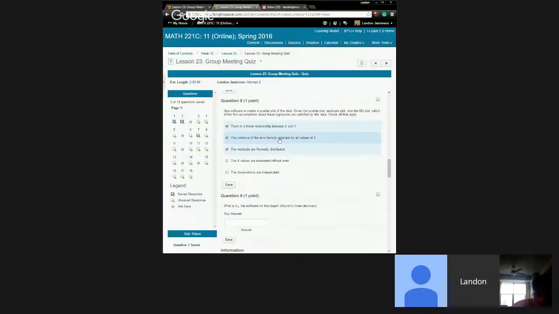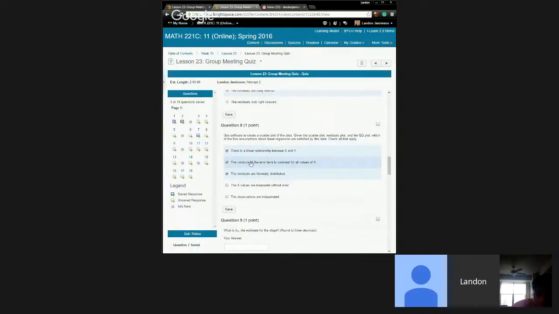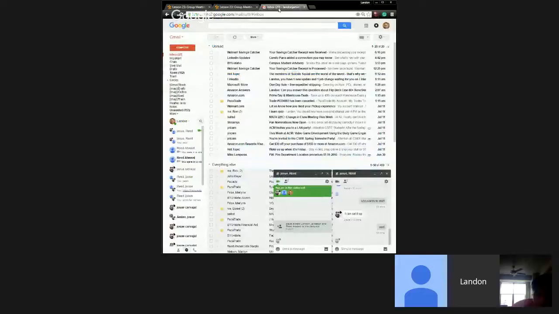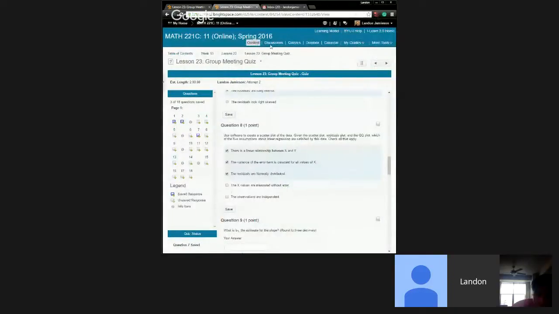Like the number 1 is word for word out of the book. Right. But I don't know. Which of them? Okay, so this is not the same, but all the others are. You said the X, so it says number 2 is not the same. Number 3, it says the variance for the error terms is constant for all values of X.